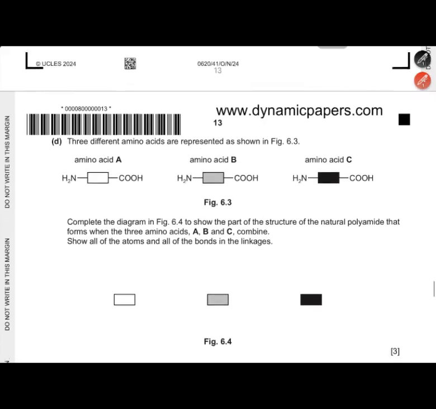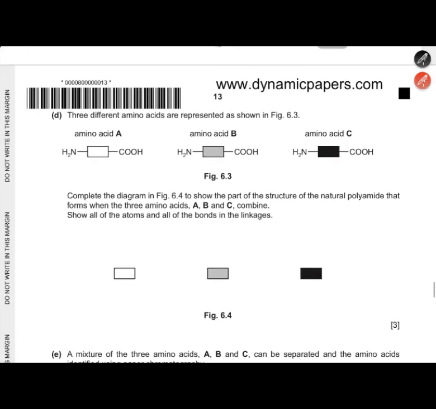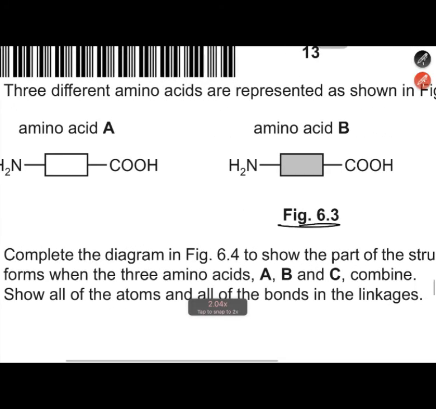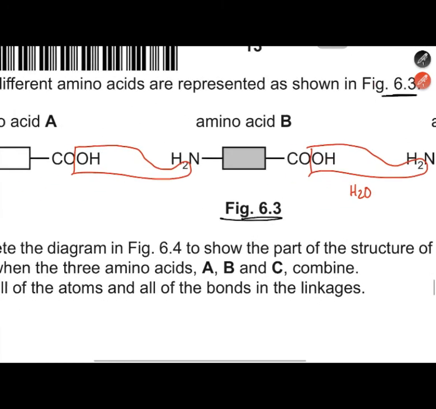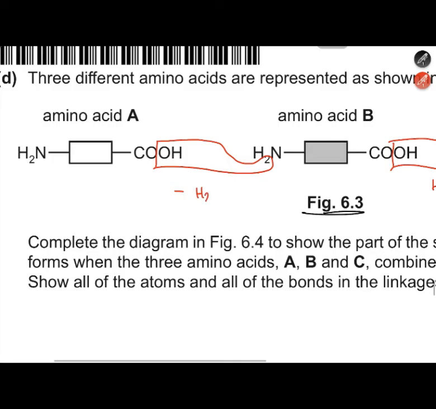Now, 3 different amino acids are represented in figure 6.3. Complete the diagram in figure 6.4 to show part of the structure of the natural polyamide that forms when 3 amino acids combine. Now, this is the condensation polymerization. So what happens is water is removed. H2O is removed like this. Same here. Water molecule is removed, and here a water molecule is removed.